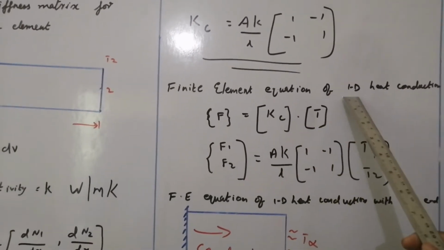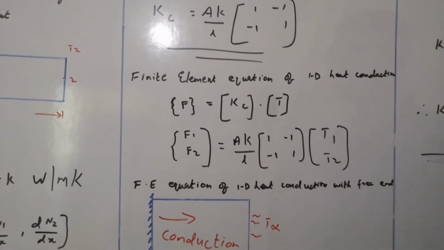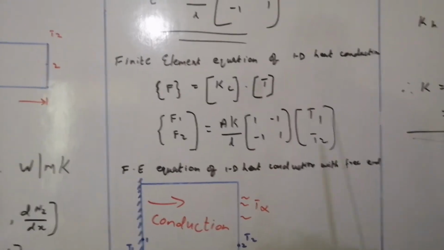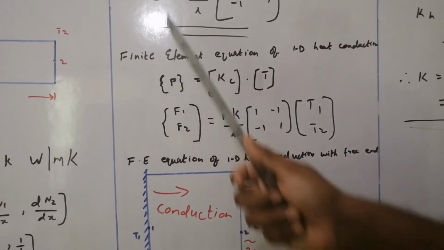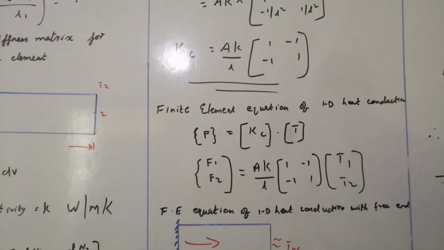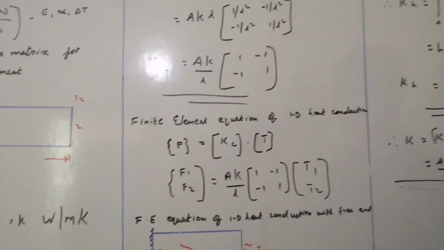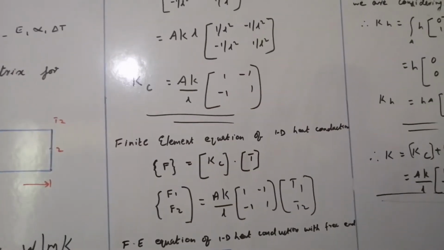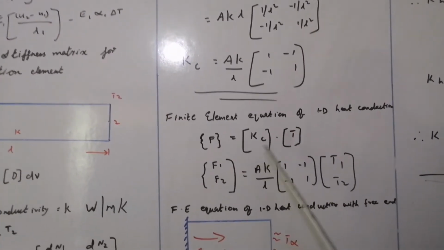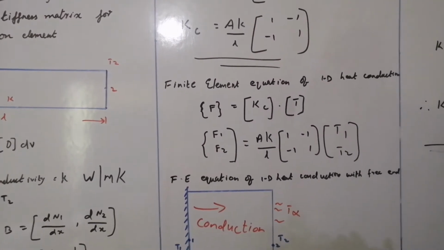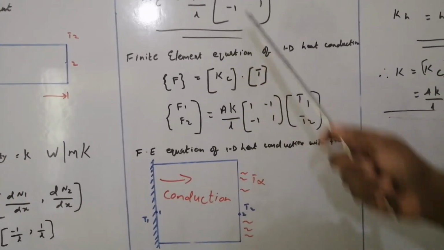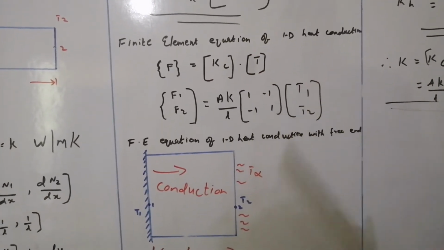And the finite element equation for one-dimensional heat conduction, that is the force factor. We know that F equals K into T, and here the force factor F equals the stiffness matrix of conduction into temperature. Previously we have studied that force factor equals stiffness matrix into displacement matrix, and here it changes to stiffness matrix into temperature matrix. That's the only difference. The equations are almost similar, and here we can write it as F1, F2 equals A K by L times 1 minus 1, minus 1 1 times T1, T2.